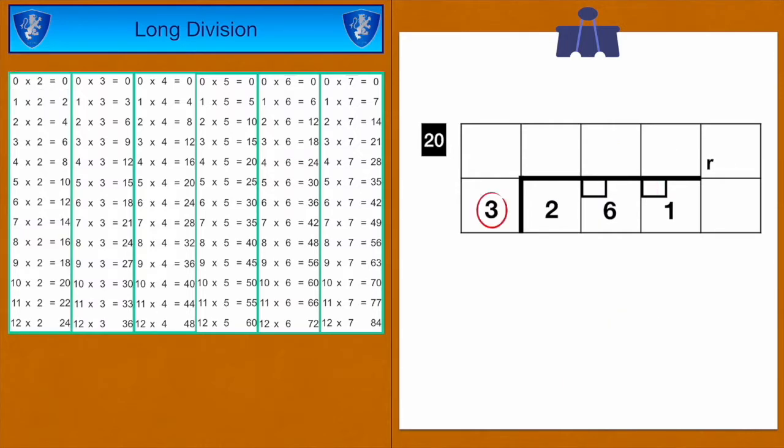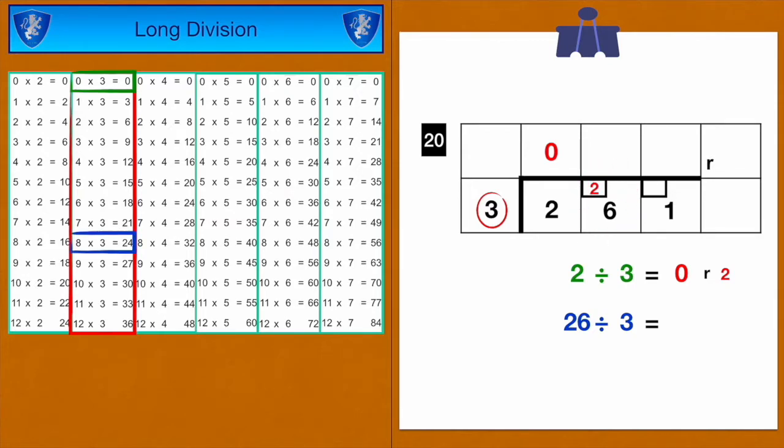Question number 20. 3 times table now. And so we've highlighted your column there, your 3 times table. Look at it. So 2 divided by 3 gives me 0 and a remainder of 2. So your second step now is going to be 26 there together. 26 divided by 3 is 8, because 8 times 3 is 24 with a remainder of 2.